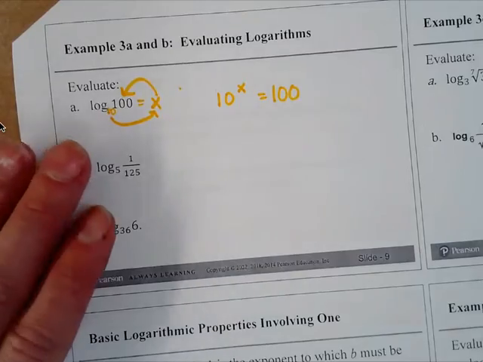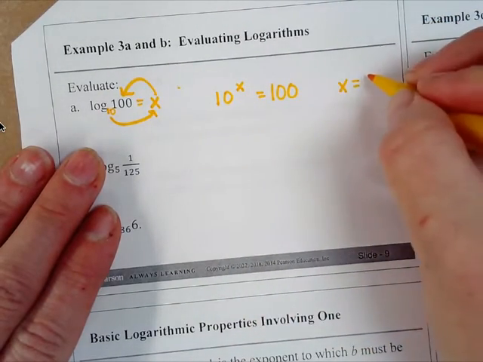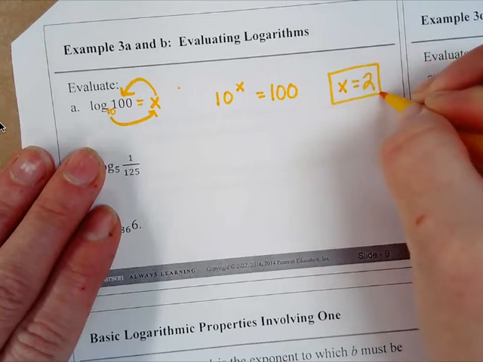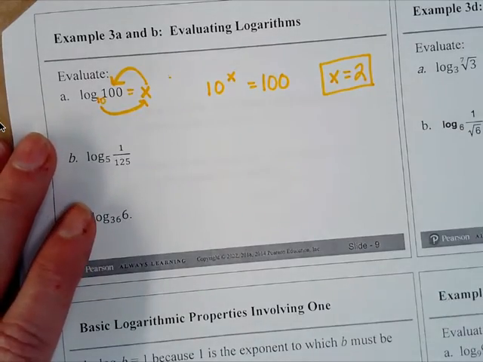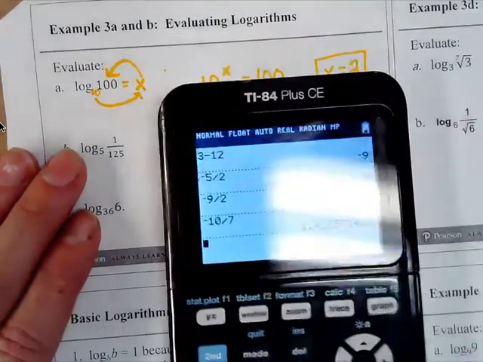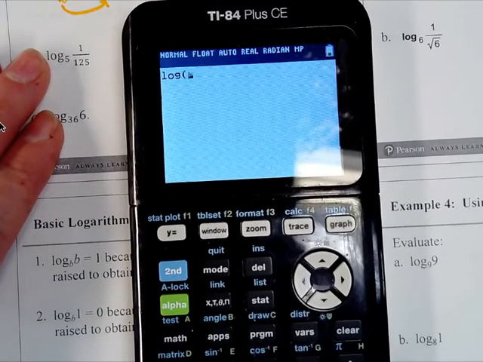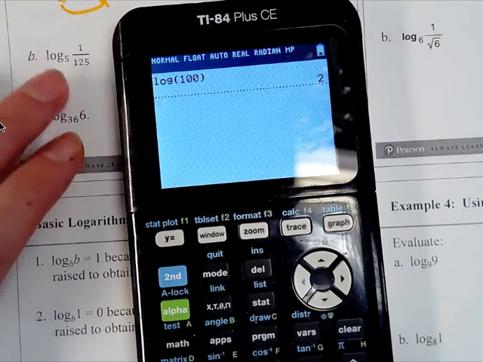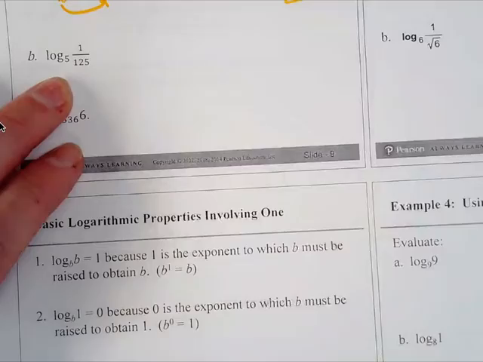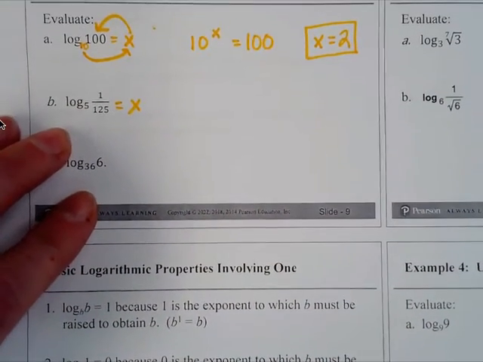So what does x equal? 10 to the what power gives you 100? Second. So x equals 2. So log of 100 equals 2. We can do that in our calculator. Log of 100 equals 2. But when we have a different base, we've got to do something different there. So let's go ahead and look at it this way.